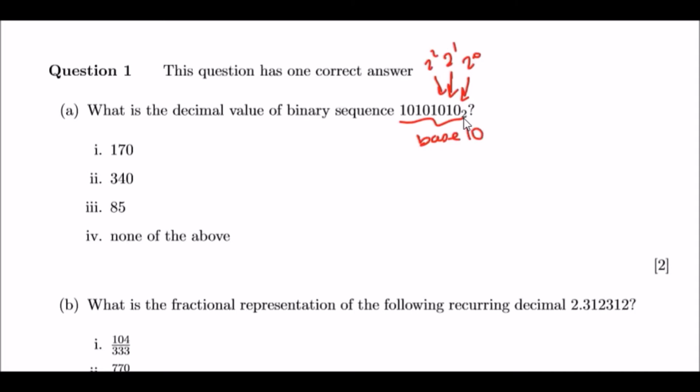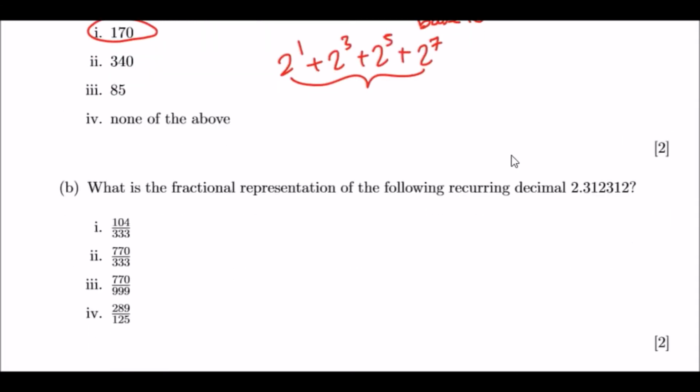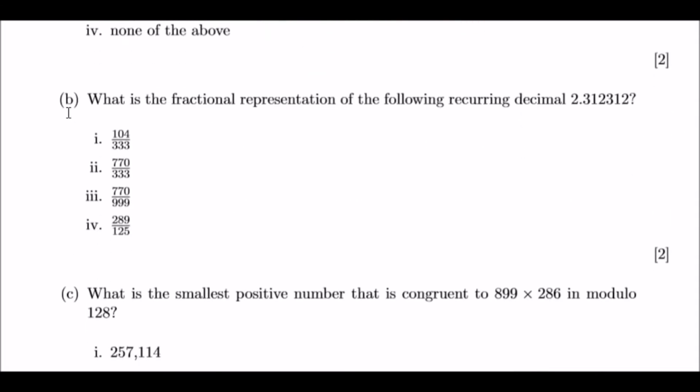So we have 2 to the power 1 here, 2 to the power 3, 5, and 7. So just sum them up. So in your calculator, write 2 to the power 1 plus 2 to the power 3 plus 2 to the power 5 and 2 to the power 7. And this will give you your answer back into ordinary decimal numbers, the numbers we use in real life. And this should give us 170. Sweet.